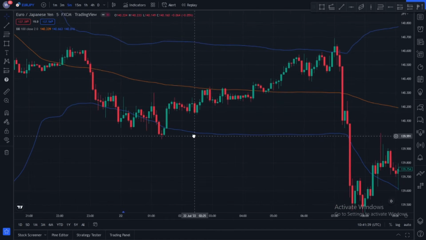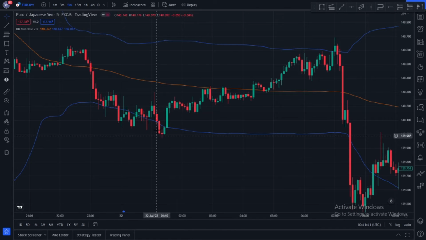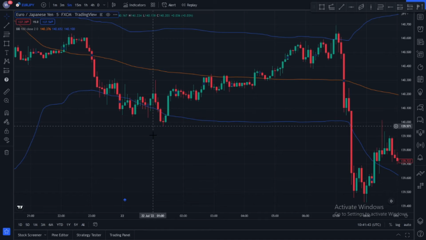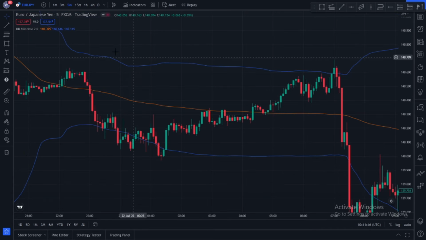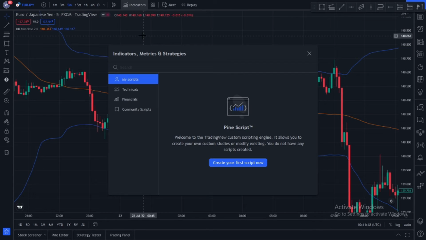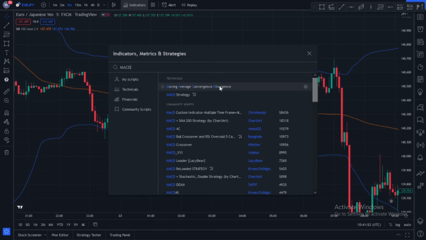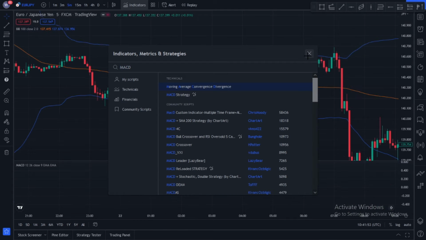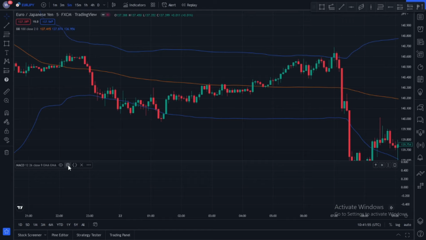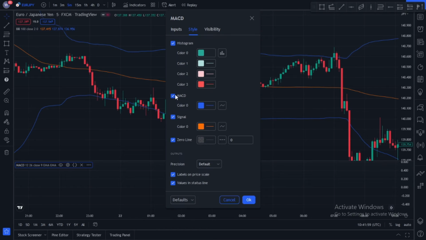We need another indicator to increase this possibility and to be sure of the movement and return of the price. The indicator is MACD. We add it and make changes from the settings. From the Style section, disable all options except the histogram and exit.